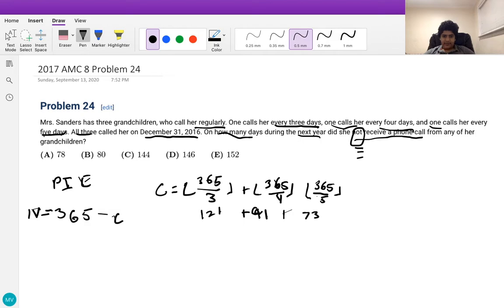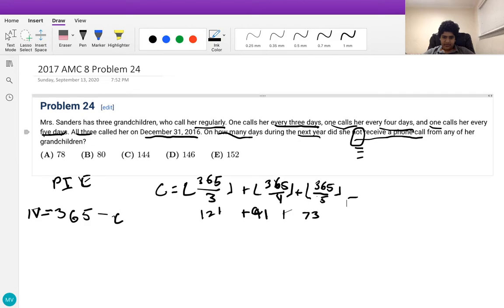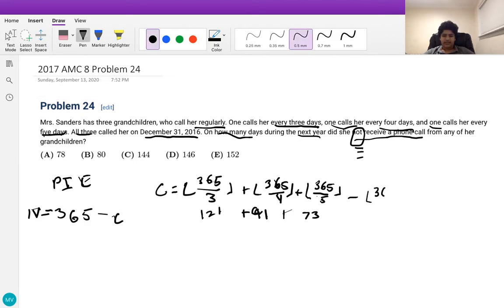And now, for the second step of the principle of inclusion-exclusion, the ones where 2 people called her on the same day. For this one, we subtract. So if someone calls her every 3 days and another one calls her every 4 days, the combined interval is 12. So we subtract the floor of 365 over 12. So that's minus 30.